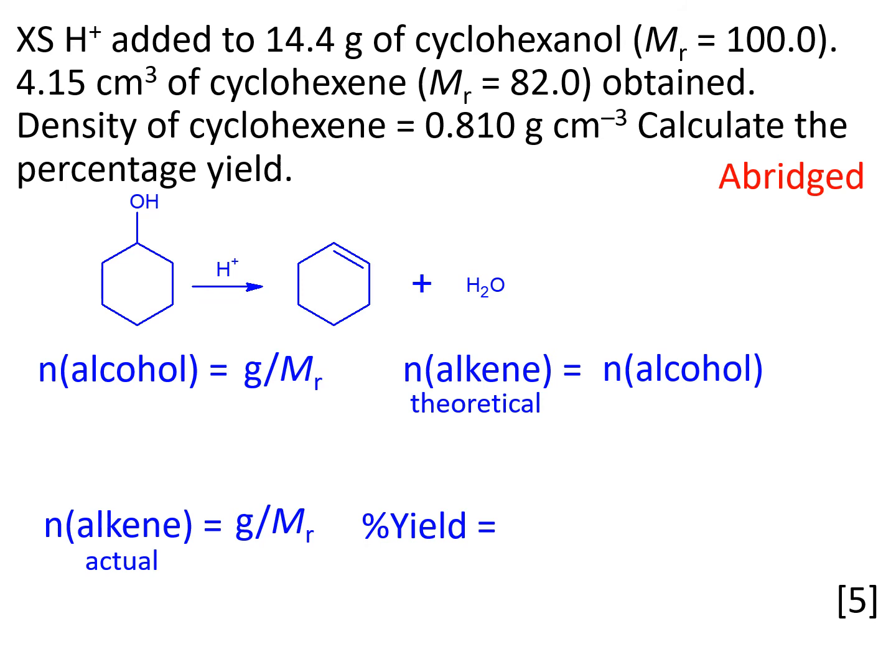The actual amount of the alkene that we get is again mass over molar mass, and percentage yield is given by that equation, actual divided by theoretical times 100. That can be actual and theoretical amounts in moles or masses in grams, as long as you're consistent.